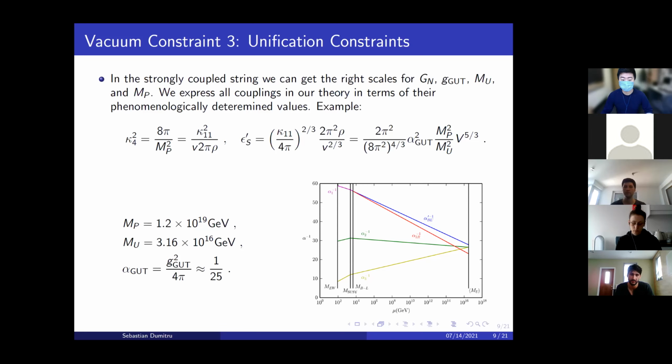However, in strongly coupled theory, it was shown by Witten and by Banks and Dine that you can get consistent hierarchies for these scales: the Newton constant, the gauge couplings, the unification mass and the Planck mass. So we parameterize all couplings in our theory in terms of these determined values, which are phenomenologically consistent with all current phenomenology. For example, we have the strongly coupled string expansion parameter, which we can express in terms of M_Planck, M_U, and alpha_GUT, and we use the measured values for the unification mass, for example 10^16, and alpha_GUT we choose to be almost 1/25, which is the value that we read from RG simulations of the B-L MSSM.